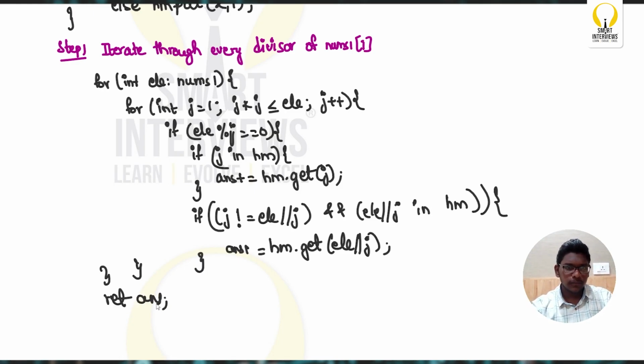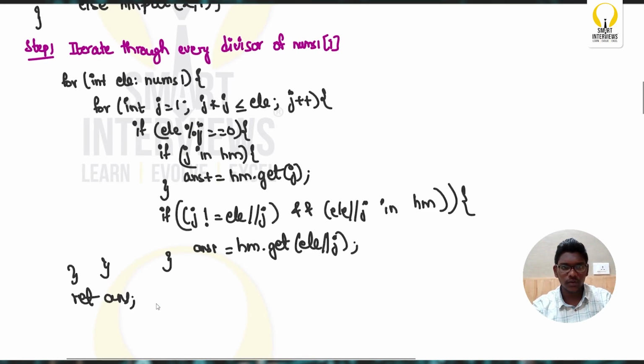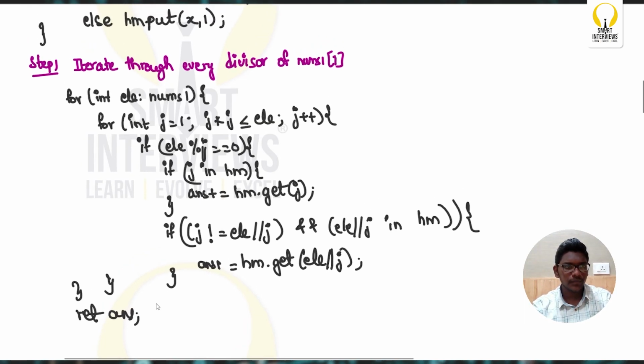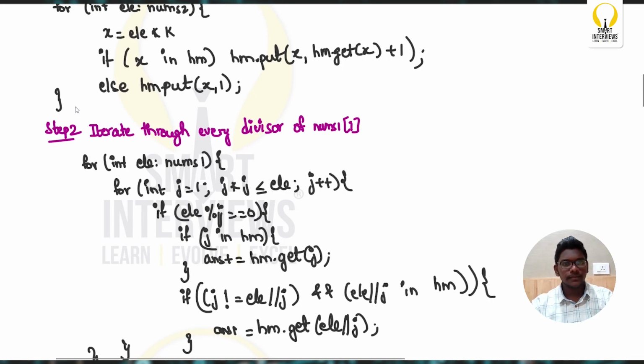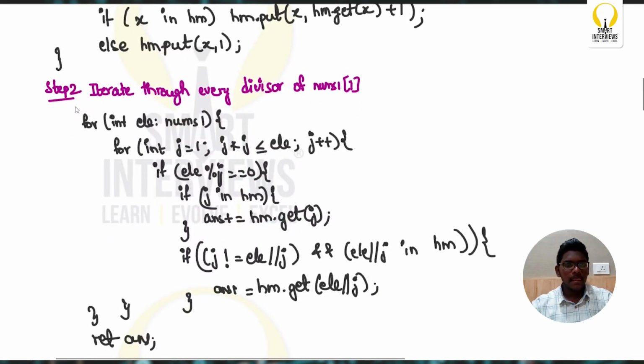So we did nothing new. As what we discussed in our logic, we converted the same thing into code. Okay. Sorry, this is not step 1, this is step 2, right? Okay, that's it. Now start writing the code and get it done.